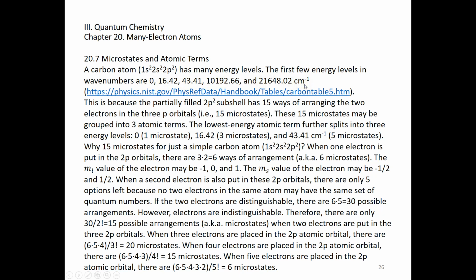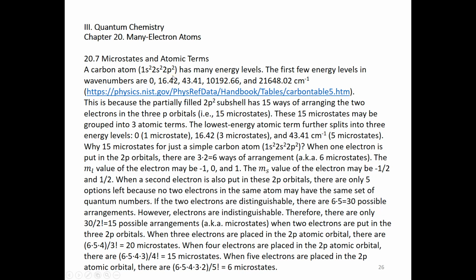Each wave number is 1 centimeter to the power of -1. So if you multiply this value by the Planck constant and the speed of light, you can get all those relative energies in Joule. But why so many energy levels? Well, this is just because a carbon atom has a partially filled 2p orbital.